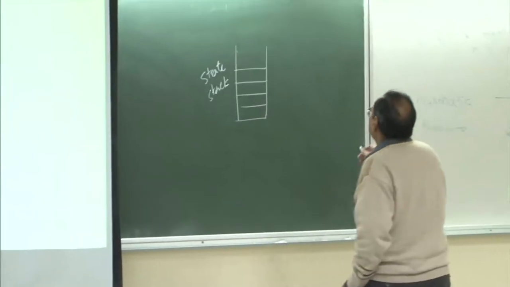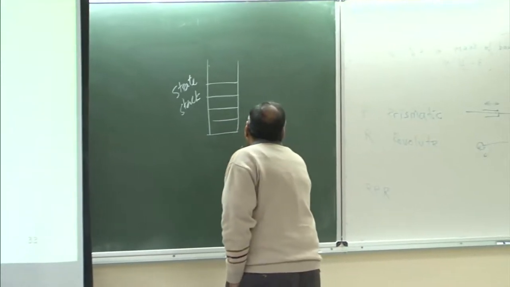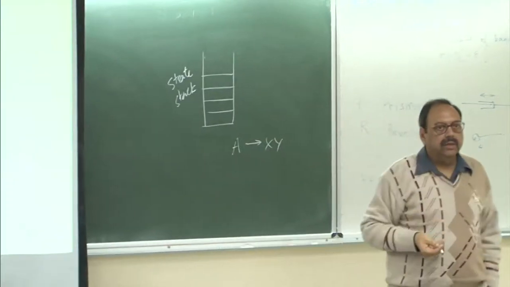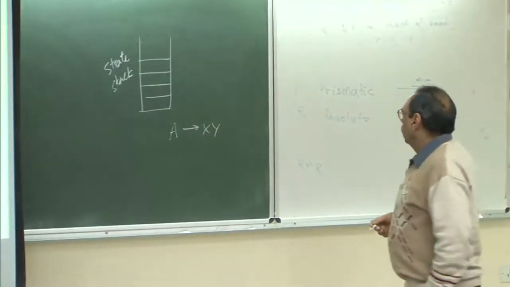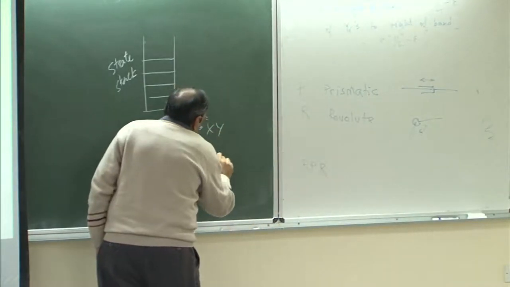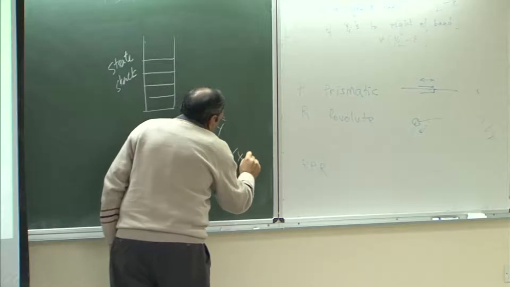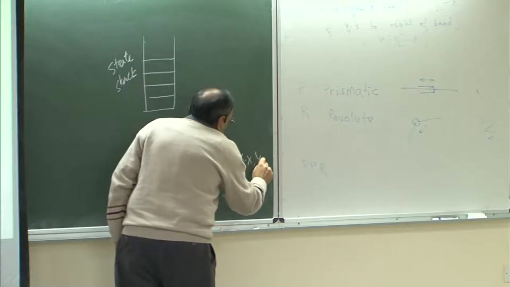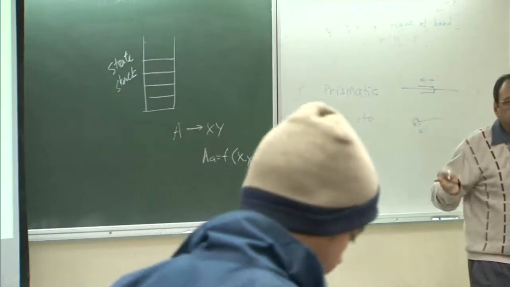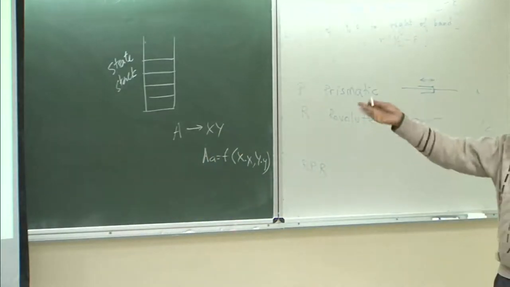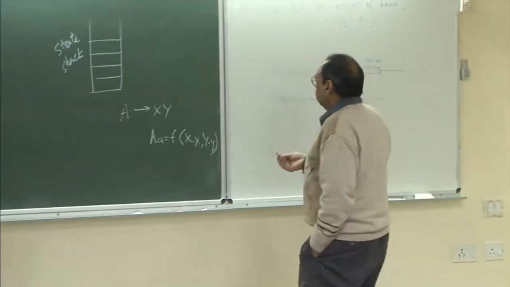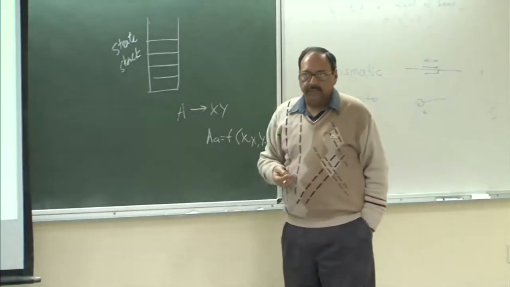Now suppose I have a rule like this. It says A goes to XY. This is my grammar rule. And corresponding to this, I have an attribute equation of the form: the attribute of A is a function of an attribute of X and an attribute of Y. And these are all now synthesized attributes because we are talking about S-attribute definitions. Now we need to do this evaluation as we are going through the reduction.